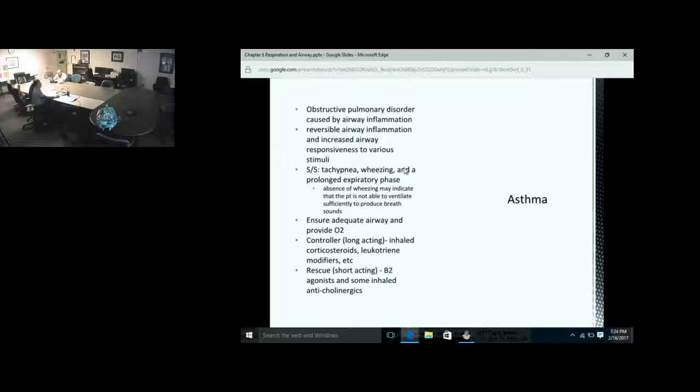And you can also get a hyperinflation of the lungs. You'll see a prolonged expiratory phase with these guys because you can get the air in, but it's harder to get the air out because of the constriction. That's one way that I was told to tell between a laryngospasm and a bronchospasm. Laryngospasms, they feel like they can't get air in. Bronchospasms, they feel like they can't get air out. And an absence of wheezing is really bad. Really bad. Because it means they're not ventilating well enough to even wheeze and make the airway sound.